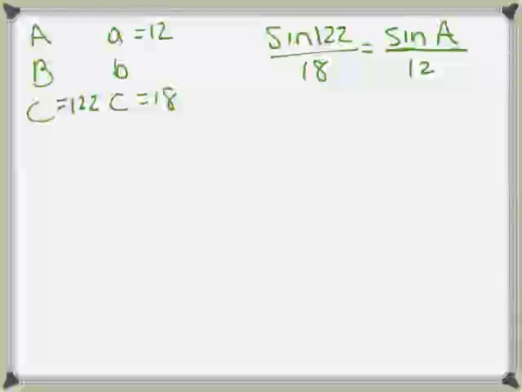We could solve this by cross multiplying, but that's more than what is necessary. Since our variable is on the top, we can just multiply both sides by 12, and that will clear off the bottom of that fraction. Then we can type 12 sine 122 divided by 18 into the calculator. And when I do that, I get 0.565, which seems like kind of a strange answer for an angle.